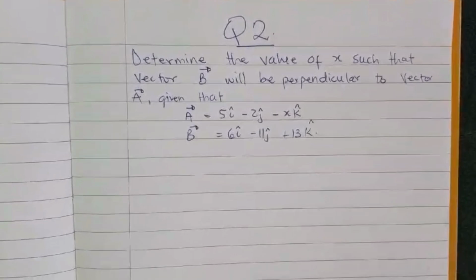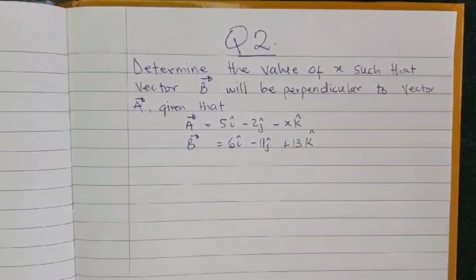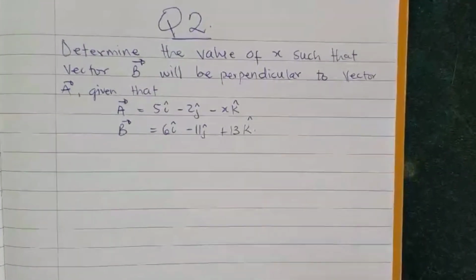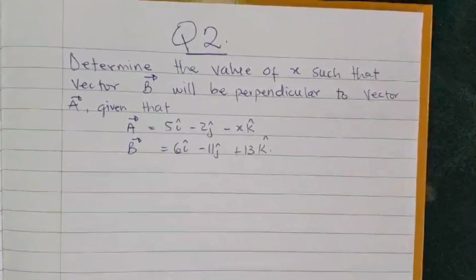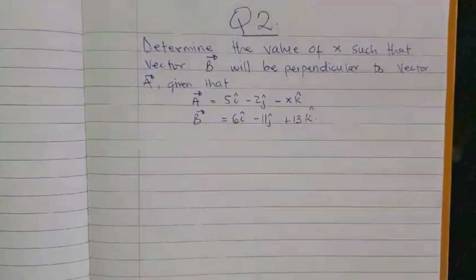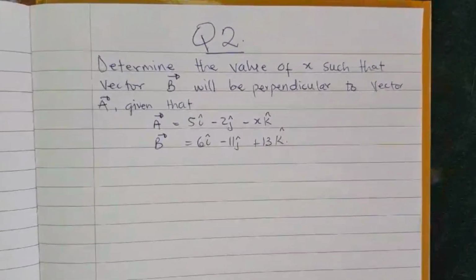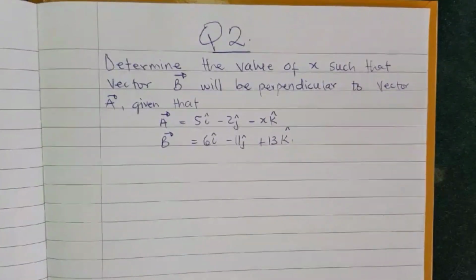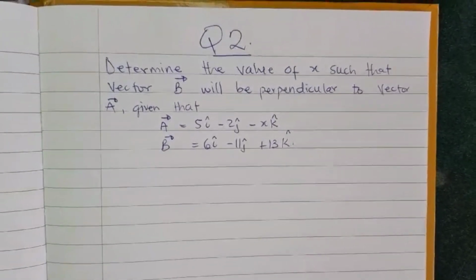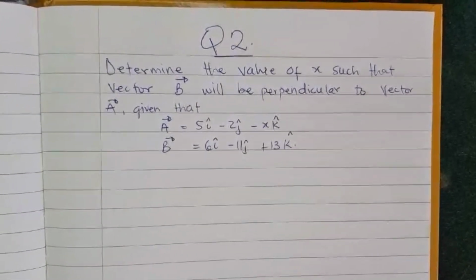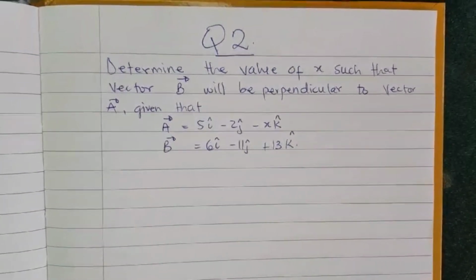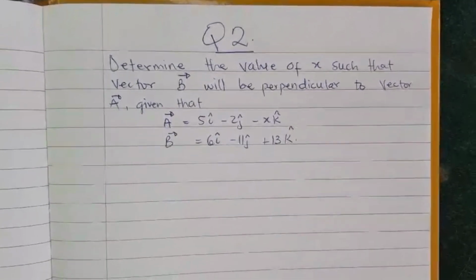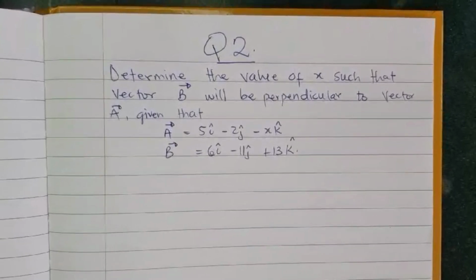Okay, so this is our second question in phase 143, and we are still treating vectors. This is a very pretty question, and let's try and find a solution to it. The question is very simple: determine the value of x such that vector b will be perpendicular to vector a, given that a is equal to 5i hat minus 2j hat minus xk hat. So we want the value of x. Then b is equal to 6i hat minus 11j hat plus 13k hat.